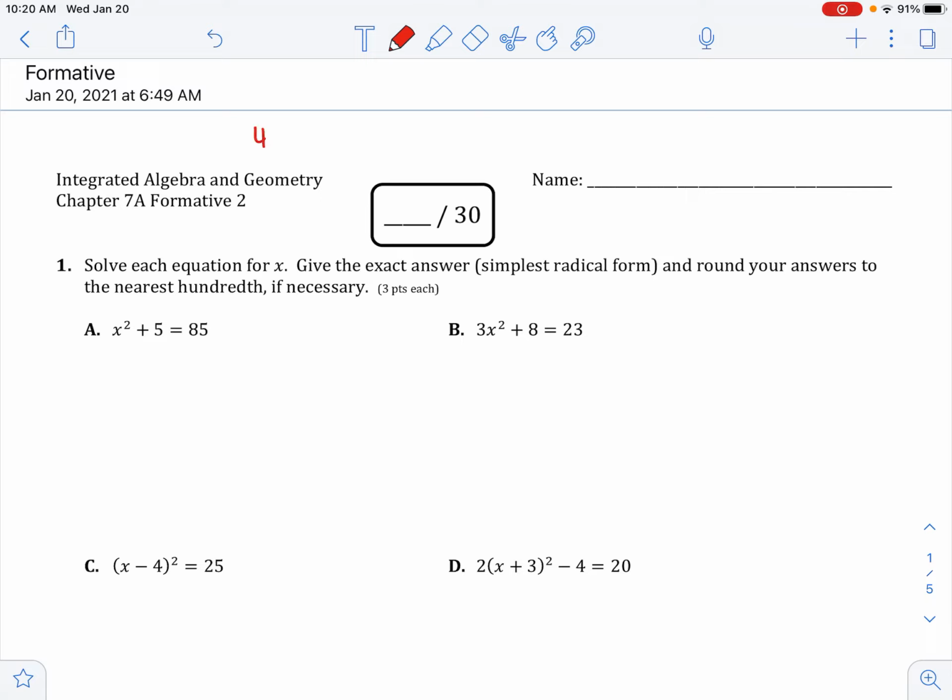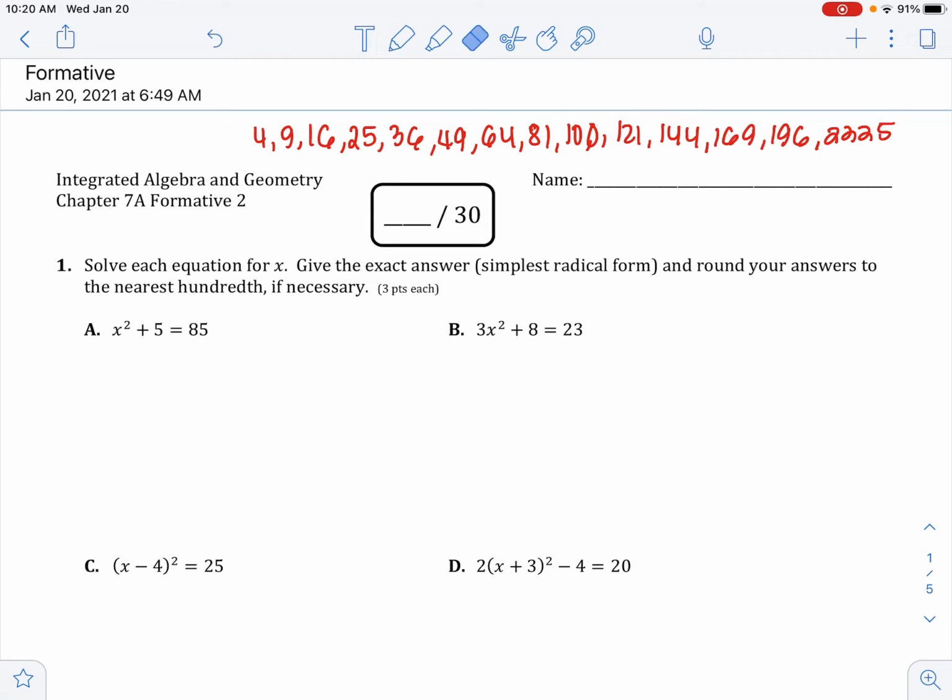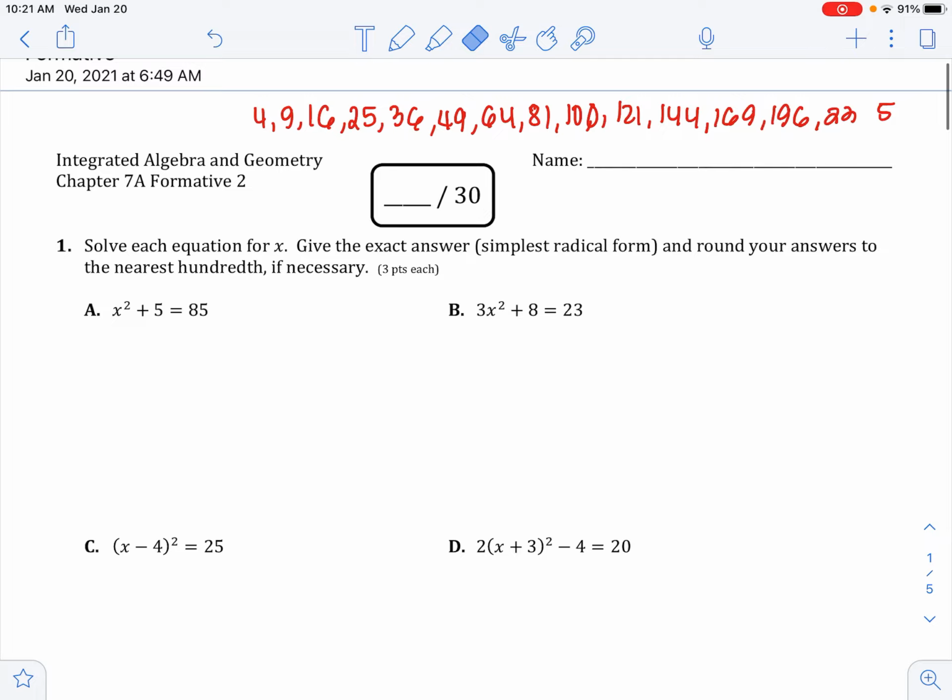2 squared is 4, 3 squared is 9, 4 squared is 16, 5 squared is 25, 6 squared is 36, 7 squared is 49, 8 squared is 64, 9 squared is 81, 10 squared is 100, 11 squared is 121, 12 squared is 144, 13 squared is 169, 14 squared is 196, 15 squared is 225. Oops, there's too many 2's in there. And then I told you guys you can stop there because I'm not going to give you anything higher than that in this chapter. Okay, let's get started.